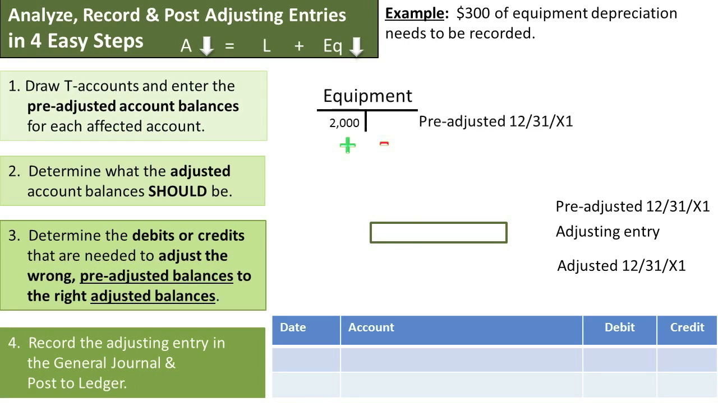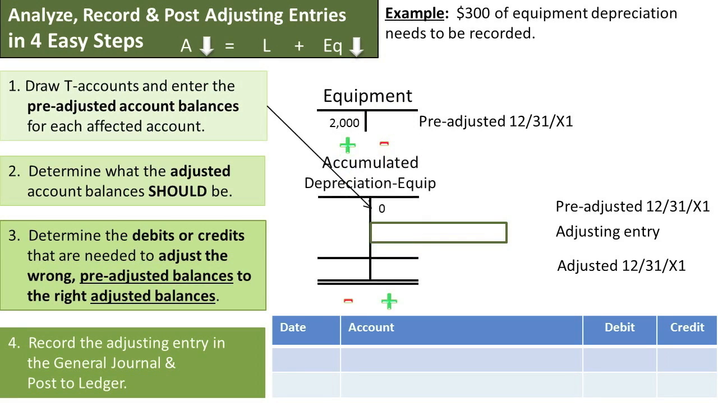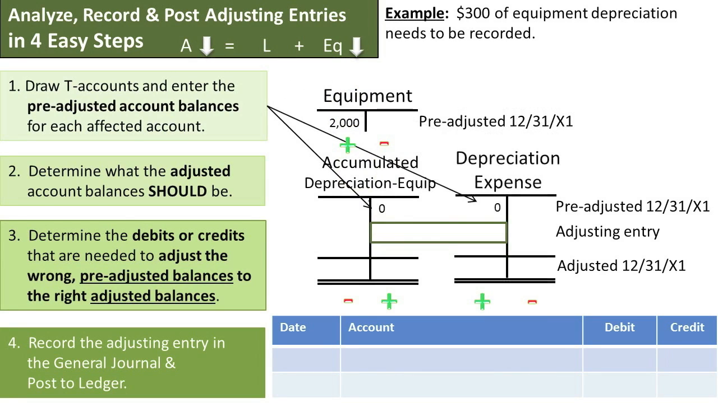The account we're dealing with is equipment, which shows a debit balance of $2,000, and we're saying we need to reduce it by $300. But rather than crediting the equipment account itself, we're going to have a contra asset account called accumulated depreciation. It's just an account that helps us keep track of how much of this equipment we've depreciated. The related account is depreciation expense. Therefore, we should have $300 of depreciation expense debit at the end of the year, and accumulated depreciation for equipment should be a credit of $300.